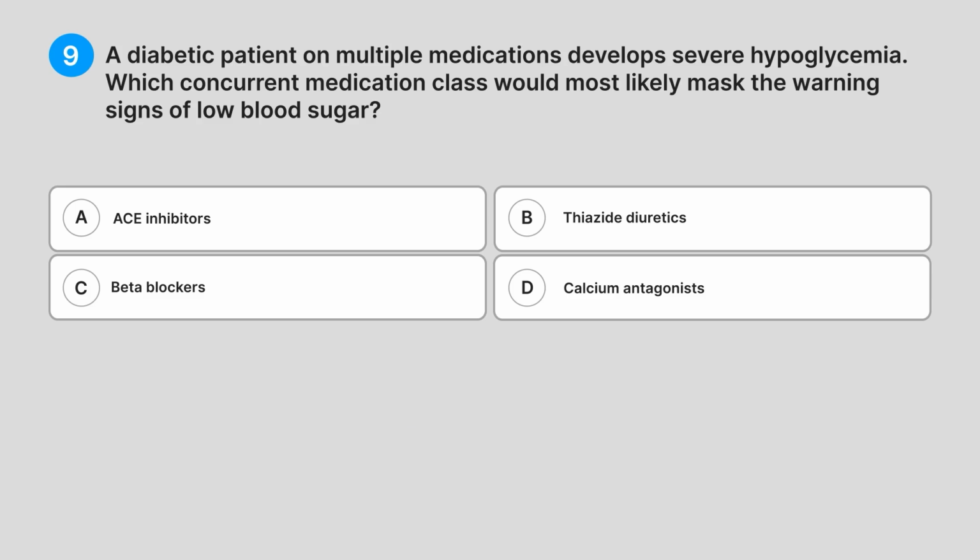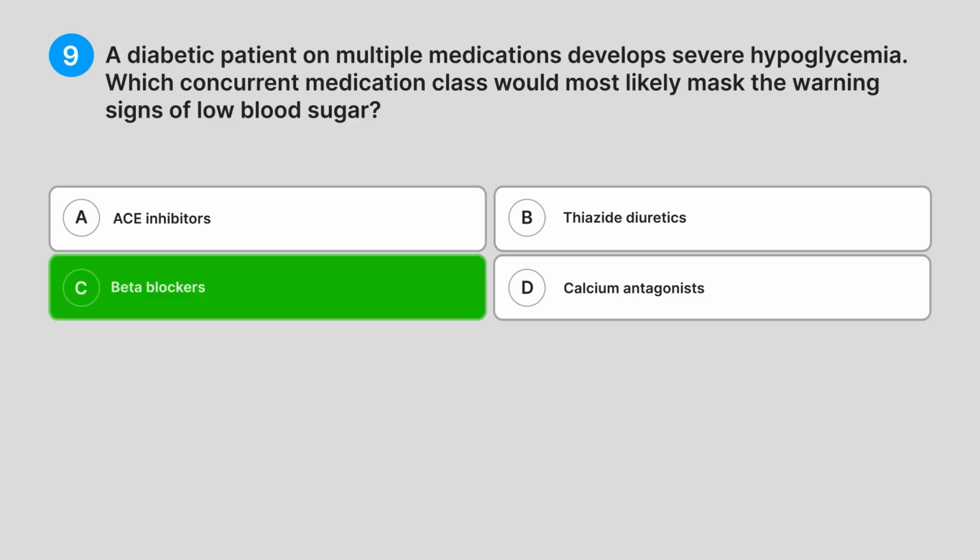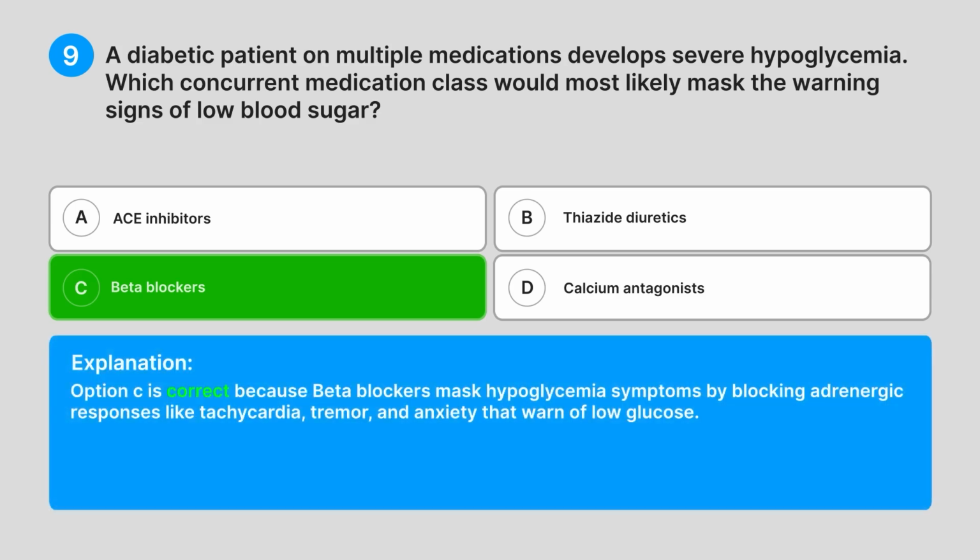Correct answer: C. Beta blockers. Explanation: option C is correct because beta blockers mask hypoglycemia symptoms by blocking adrenergic responses like tachycardia, tremor, and anxiety that warn of low glucose.